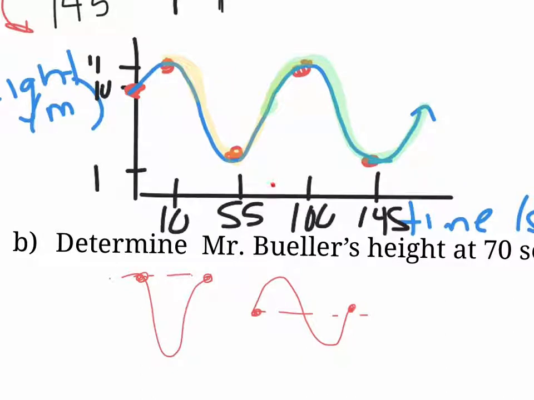Can we figure it out? Well, we know that the curve reaches its minimum at 55 seconds and its maximum at 100 seconds. So what's in the middle of 55 and 100? All we have to do is add these together and divide by 2. And we get 77.5. So it's not nice, but this number here is 77.5.